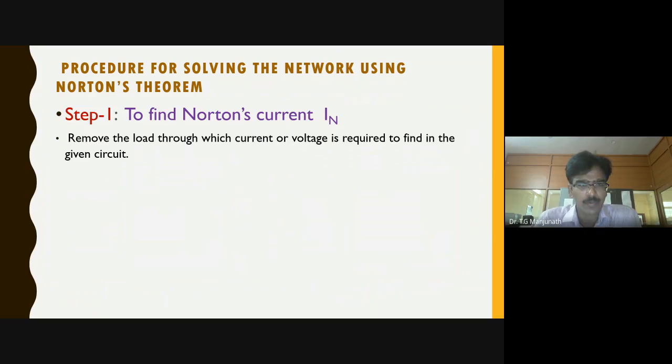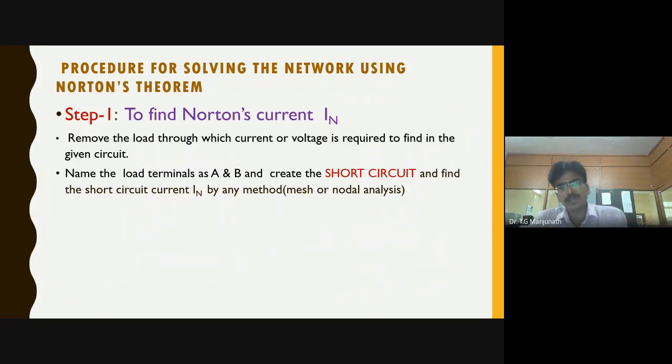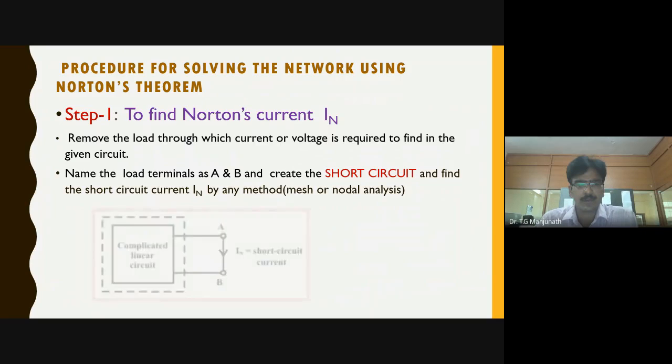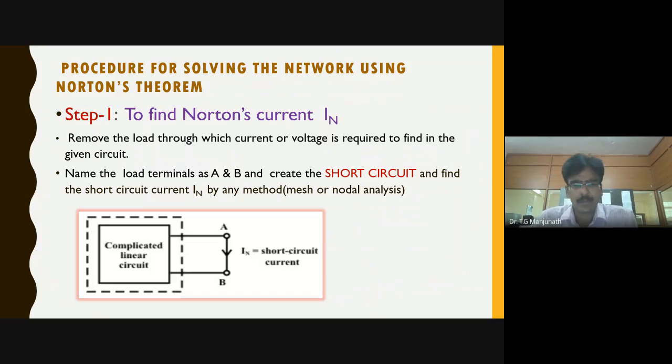Hence, what you should do in the given network, remove the load through which current or voltage is to be found. Then name the terminals as usual as A and B, and then create the short circuit, and then find the short circuit current by any method. How to find the short circuit current? Either you have to go for KVL or KCL, that is either mesh analysis or nodal analysis. You can see the short circuit like this across the terminals, then find the current.